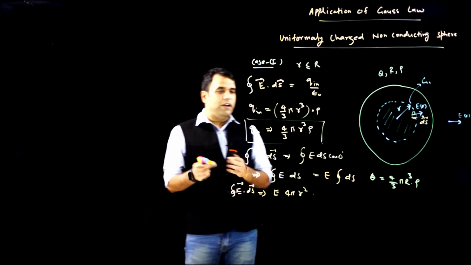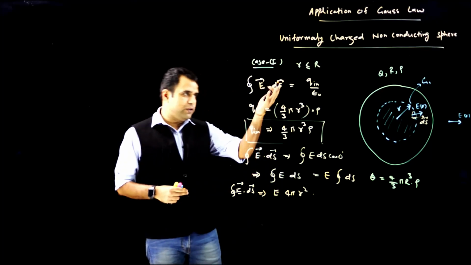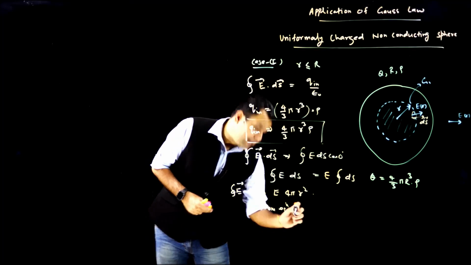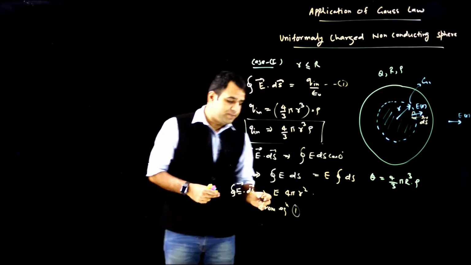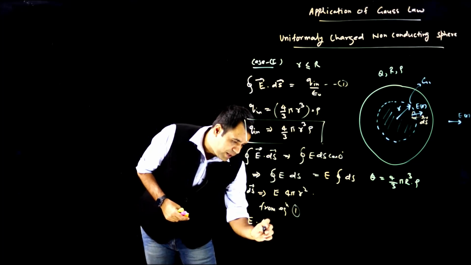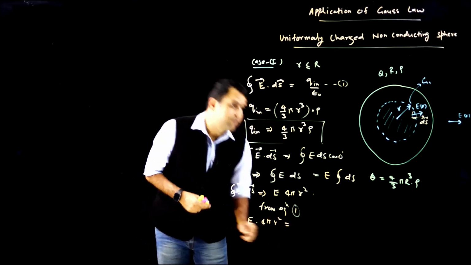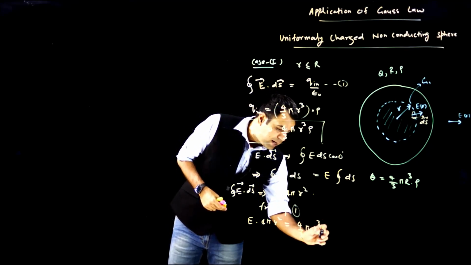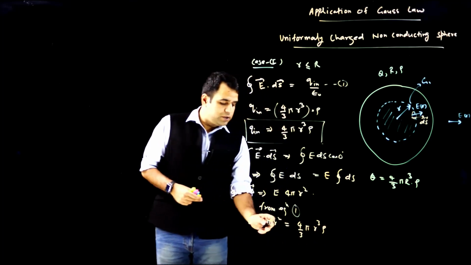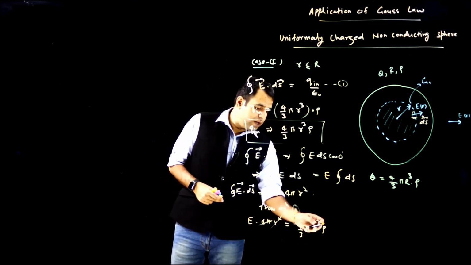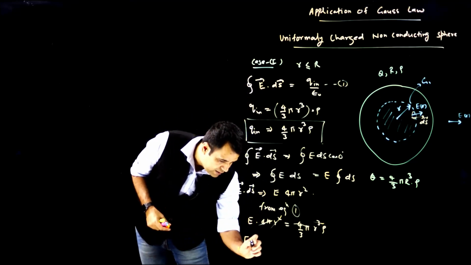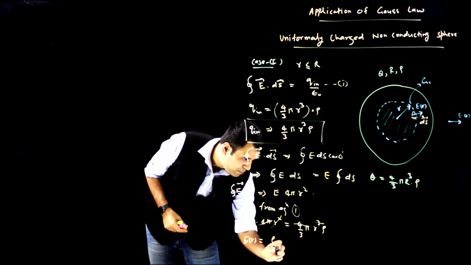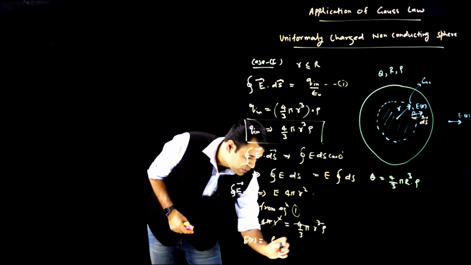So now we have the value of the left hand side as well as the right hand side. We have to put those values in this equation. From equation 1, that is Gauss law, I'm calling this equation 1. If I put it there, that will be E times 4 pi r square equals 4 by 3 pi r cube rho, over epsilon naught. So 4 pi and 4 pi get cancelled. This r square will cancel this one. So the electric field for all inside points comes out to be rho by 3 epsilon naught times r.